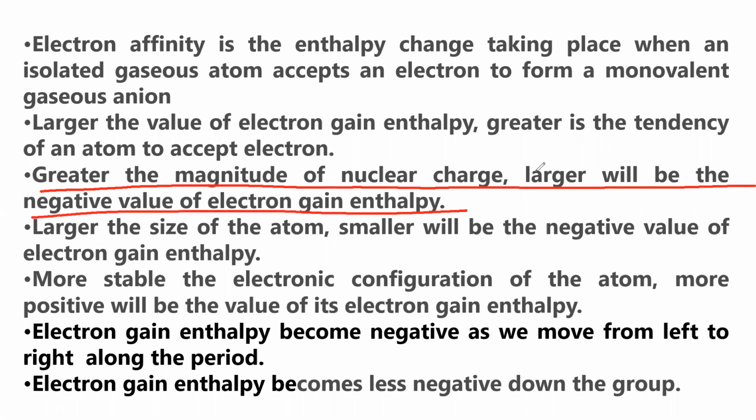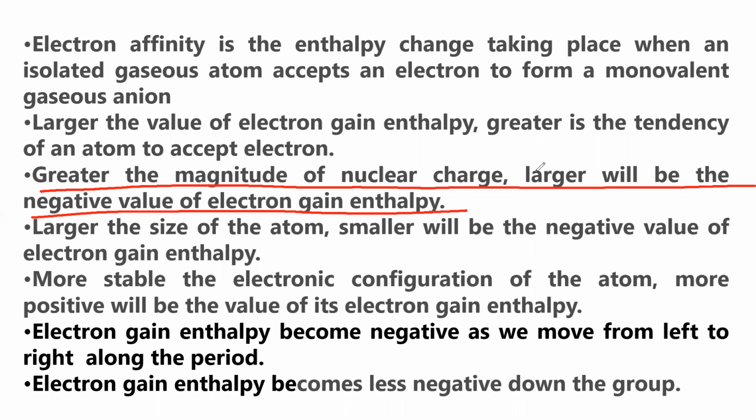So what is electron gain enthalpy? When a neutral gaseous atom gains or accepts an electron to form an anion, whatever the energy change taking place is called electron affinity or electron gain enthalpy. Gain means it is gaining some energy because of the extra electron. As it is gaining an electron, it has extra electrons, so its energy will be more. That is why it is commonly called electron gain enthalpy. And greater the magnitude of nuclear charge means the nuclear charge is more, so larger will be the negative value of electron gain enthalpy.